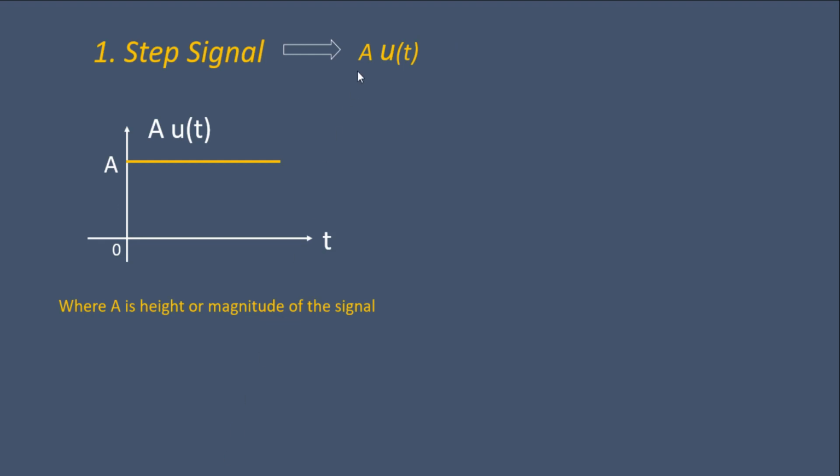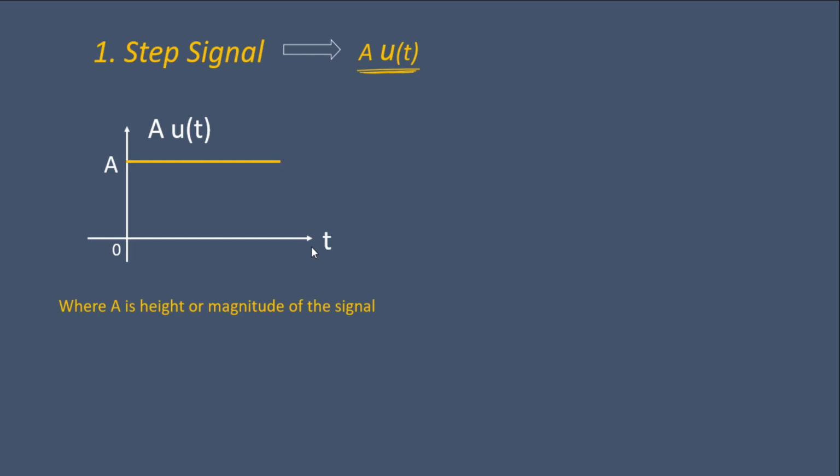The step signal is denoted by a u of t, where a is nothing but the height or magnitude of the signal. So in a step signal, the coefficient is the height or the magnitude of the signal. As you can see, this is a basic u of t signal and it is plotted with respect to the time t.